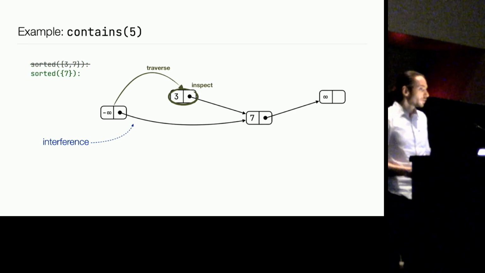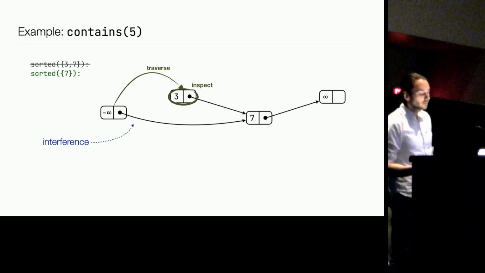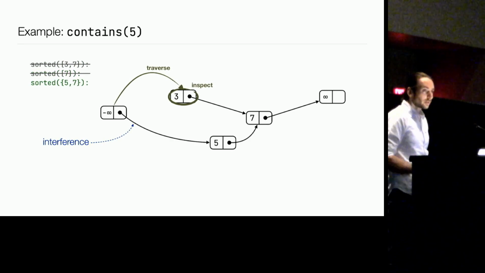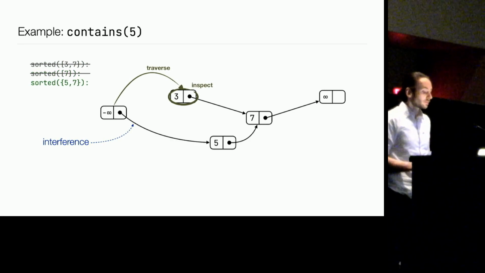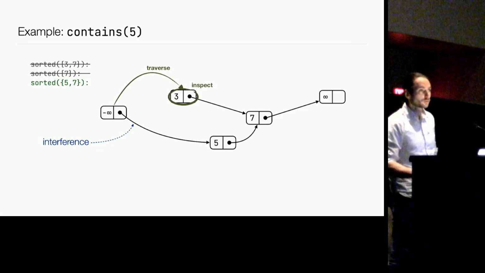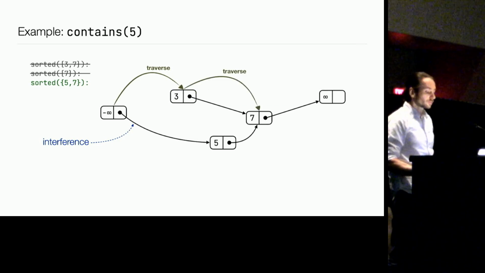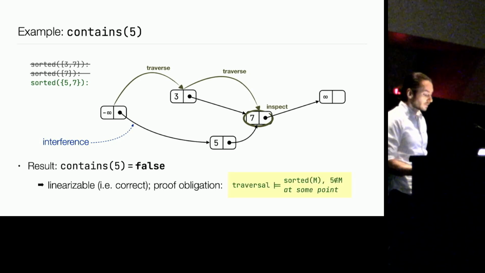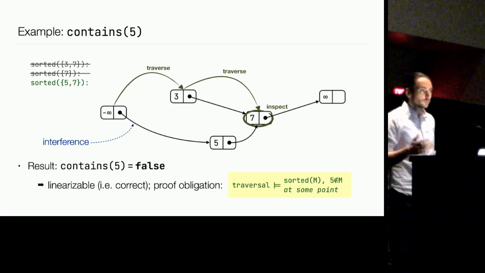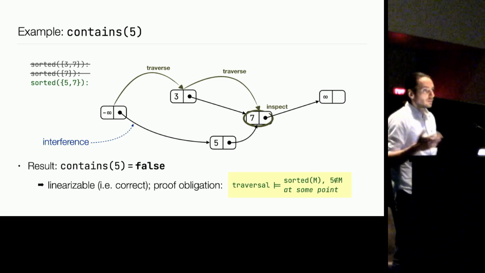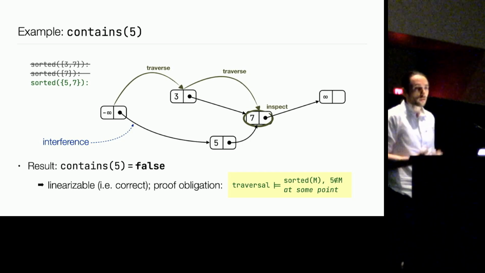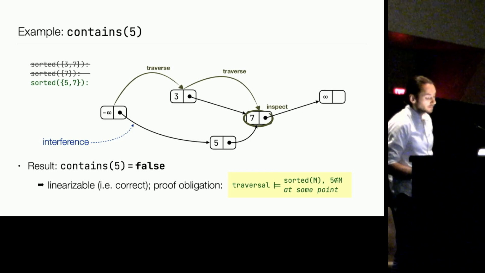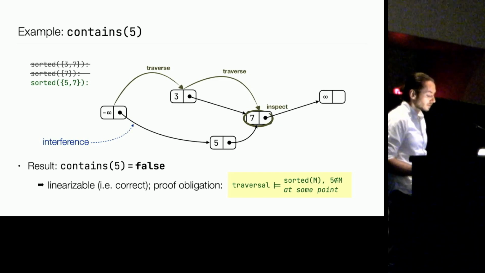For instance, they could remove 3 from the set, effectively unlinking the node. They could also insert new values. For example, they could insert the value 5 that the traversal is looking for. However, the traversal is completely unaware of these concurrent updates, so it will simply continue its traversal and finally reach the node containing value 7. At this point, it concludes that 5 is not in the set because it traversed from 3 to 7, and by the sortedness of the list, it knows that 5 cannot be in the set, although it has been inserted in the meantime.